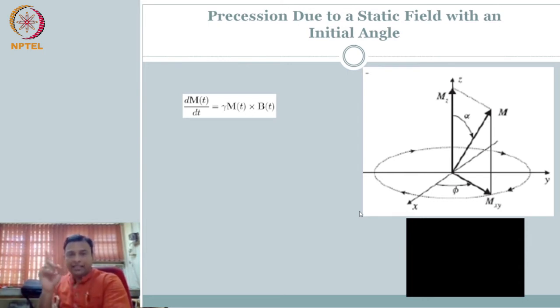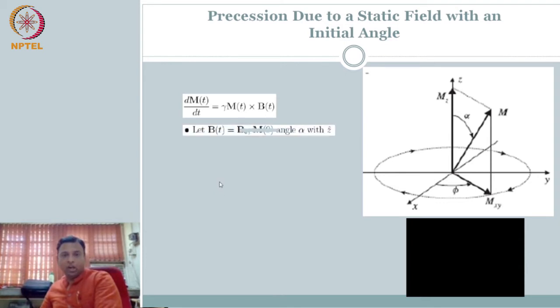So we'll say B of t is nothing but, we'll pretend, your static field, and let us say that you are starting at some arbitrary angle alpha. So now what happens to your motion equation? d by dt of M of t is gamma M of t cross B of t is what we had. Now I am saying B of t is actually nothing but your static magnetic field, which is B naught. Let's say that your magnetization vector, when you started at time equal to 0, was aligned at some arbitrary angle alpha with respect to z.